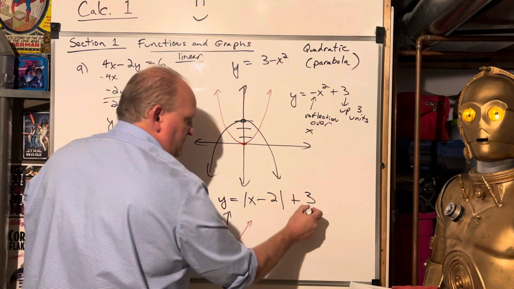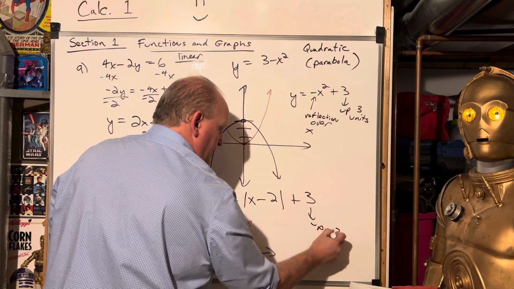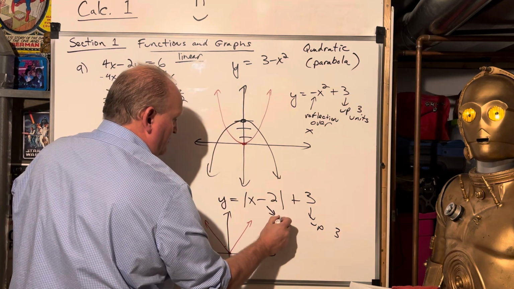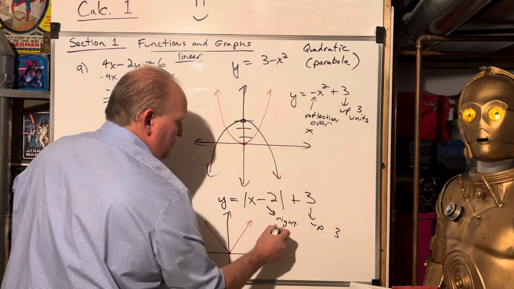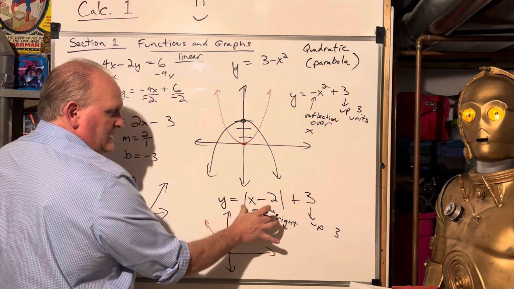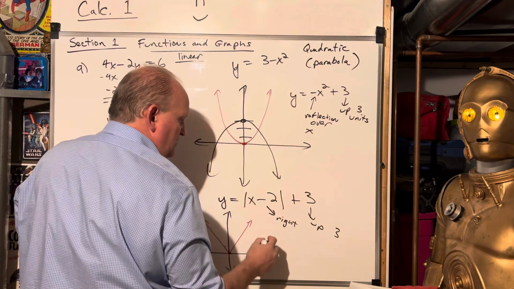The +3 shifts it up 3. And the -2 actually shifts it to the right 2. I know that's kind of opposite of what you'd probably think. You would think, oh, that would shift it to the left, but when it's inside of the absolute value, it actually shifts it to the right.